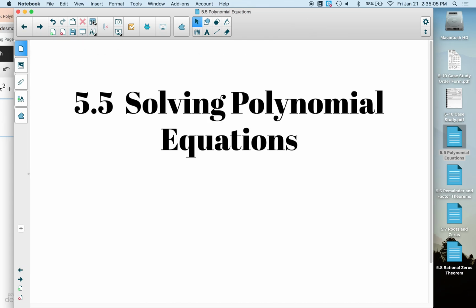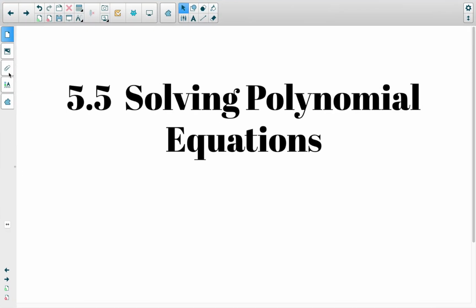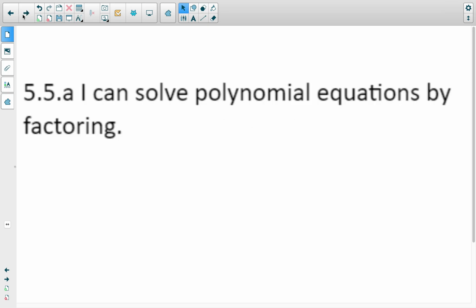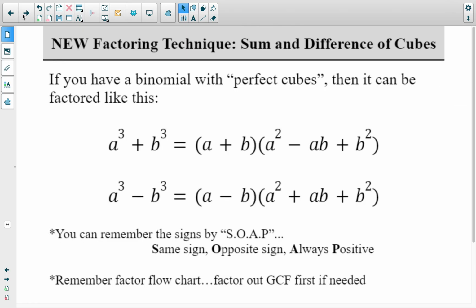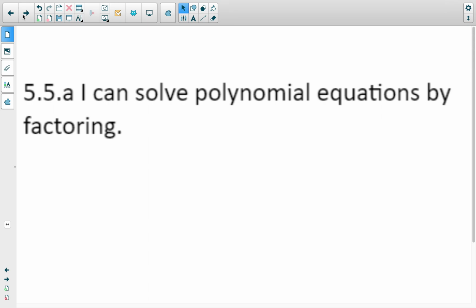All right, this is 5-5, all about solving polynomial equations. Our goal is going to be that we want to be able to solve polynomial equations by factoring. Okay, so remember the idea of factoring, right? We talk about this factor flow chart.